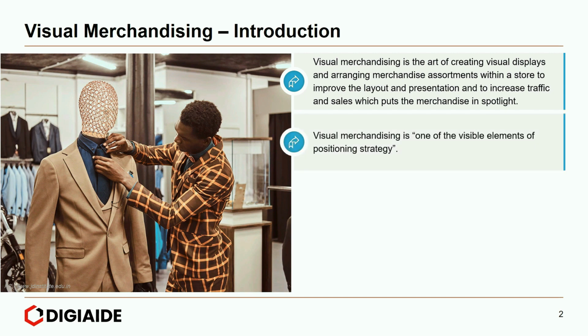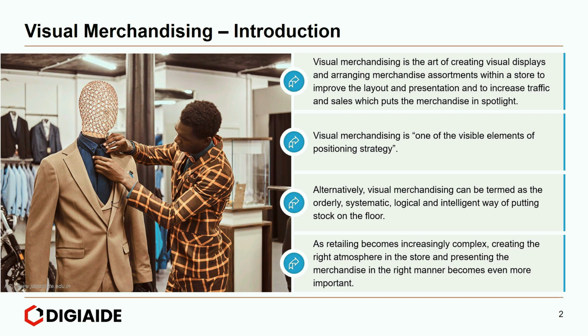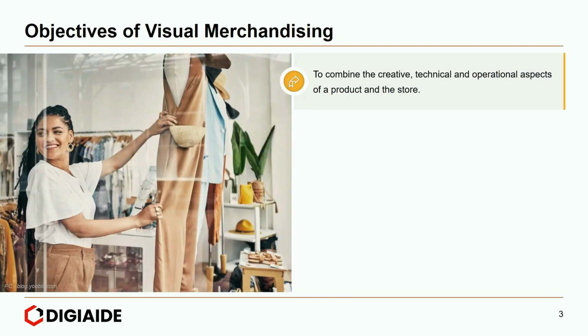Visual merchandising is one of the visible elements of positioning strategy. Alternatively, visual merchandising can be termed as the orderly, systematic, logical, and intelligent way of putting stock on the floor. As retailing becomes increasingly complex, creating the right atmosphere in the store and presenting the merchandise in the right manner becomes even more important. Moving on to the objectives of visual merchandising.